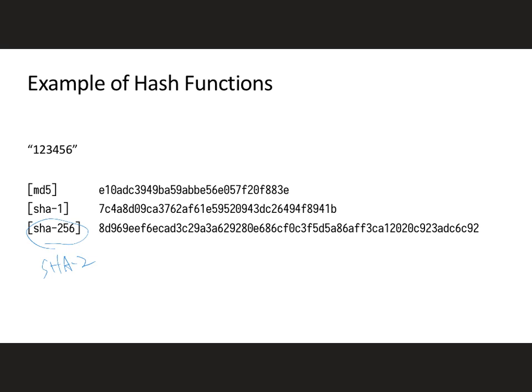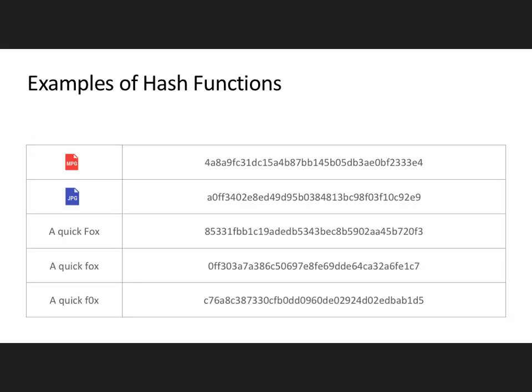And for example, we have a message 1, 2, 3, 4, 5, 6 without the quotations. And the result of the MD5 function will be like this. And the result after the SHA-1 hashing will be like this. And the output of SHA-256 is like this. Let's see more examples. Even big video files and image files can generate fixed-size hash values.